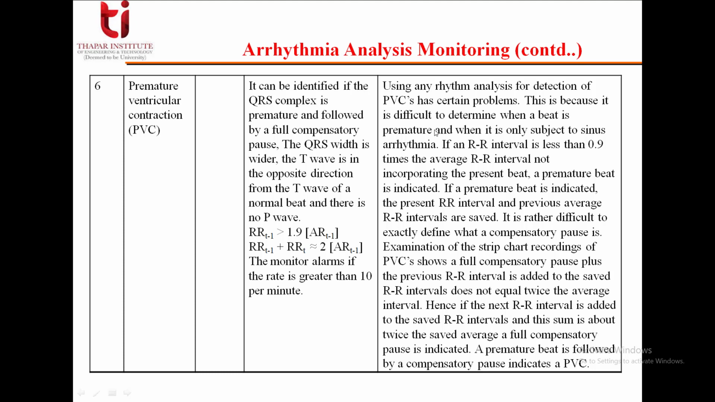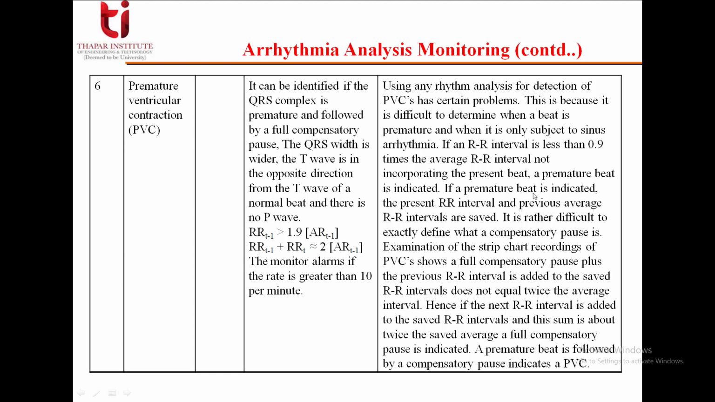Now using any rhythm analysis for detection of PVCs has certain problems. This is because it is difficult to determine whether a beat is premature or is only subject to sinus arrhythmia, that is SA. If an RR interval is less than 0.9 times the average RR interval, that means RRT is less than 0.9 times ART, not incorporating the present beat, a premature beat is indicated.